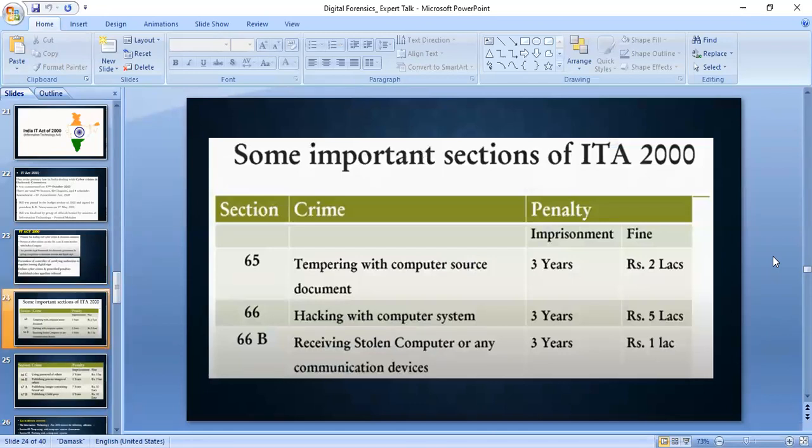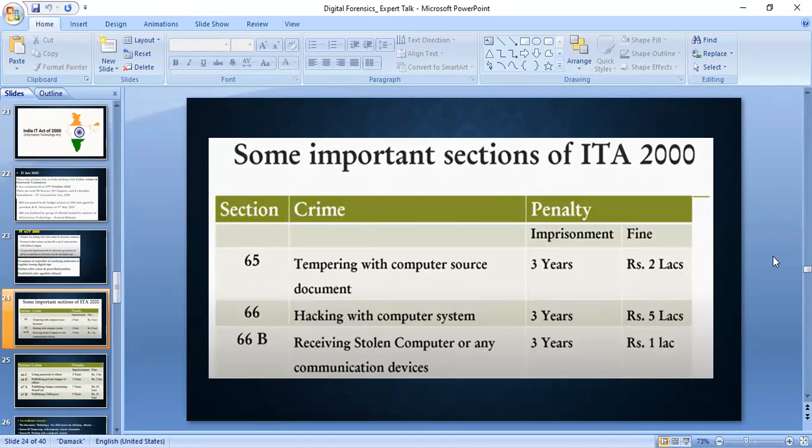Now, these are some examples under Section 65. If a crime is there, such as tampering with any computer source, computer information or document, what exactly is the penalty? 3 years of penalty with a fine of 2 lakh. In the case of Section 66, if you hack information through the computer, there is 3 years of penalty, maybe jail, and 5 lakh as the fine amount.